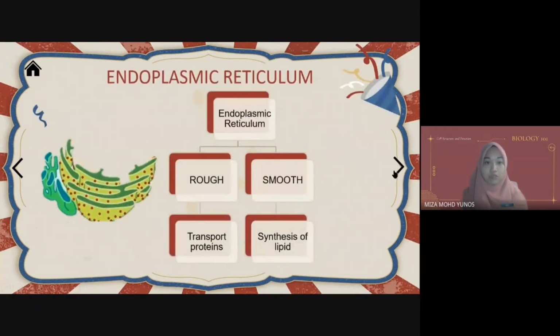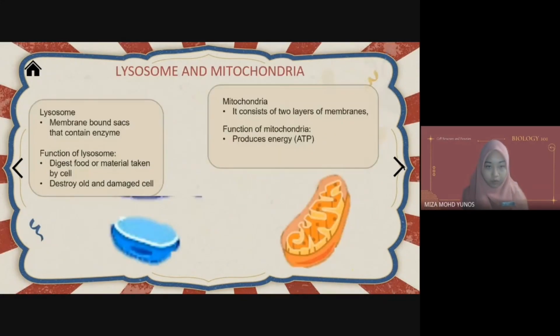Moving on to endoplasmic reticulum, we have two types of endoplasmic reticulum, which are rough endoplasmic reticulum and smooth endoplasmic reticulum. So the one that has ribosome attached to it, we call it rough endoplasmic reticulum, while the one that does not have any ribosome, we call it smooth endoplasmic reticulum. So the function of rough endoplasmic reticulum is to transport protein, and smooth endoplasmic reticulum is used for synthesis of lipid.